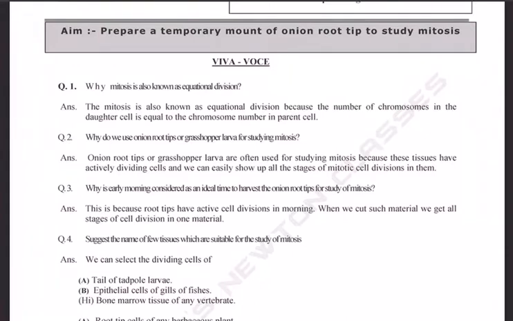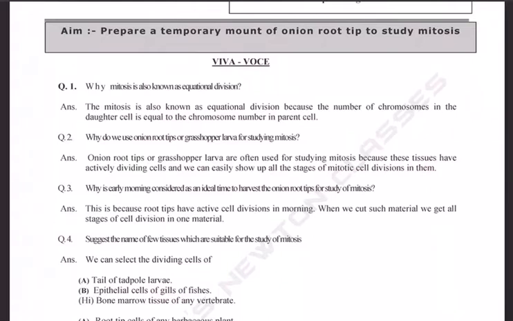Question 1. Why is mitosis also known as equational division? Mitosis is also known as equational division because the number of chromosomes in the daughter cell is equal to the chromosome number in the parent cell, both 2n, 2n.